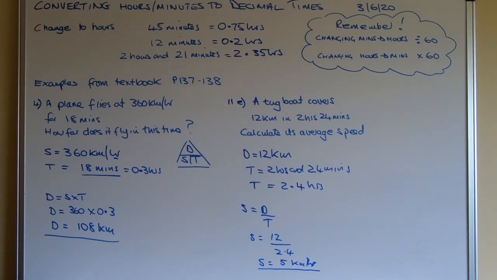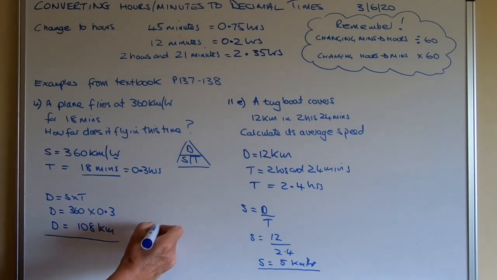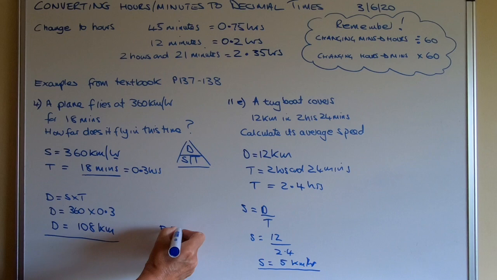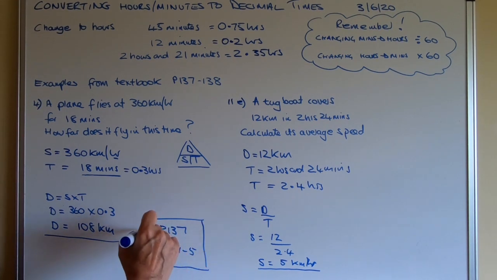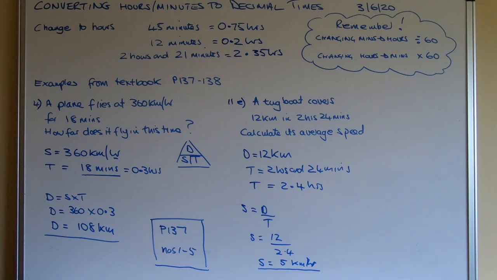Now what I would like you to do today is to take your textbook and open it at page 137. So page 137, and I would like you to do numbers 1 to 5. That's your task today in your textbook. Again, set your working out, 3 lines of working, write down what you have exactly as I've done on the board. Check your answers at the back of your textbook, and any help you need, you get in touch with me.